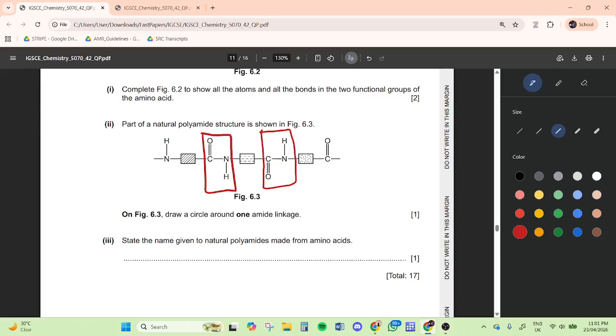And the last question, very easy. State the name given to natural polyamides made from amino acids. If you are looking into the nutrition community on social media, you know the word very well. It's protein.